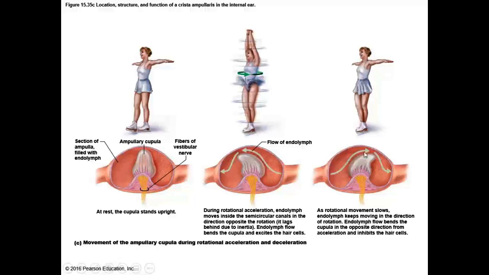Now, they drew the arrow backwards, and I'm not sure why. It says, as rotation movement slows, the lymph keeps moving in the same direction of rotation, which would be this. Endolymph flows, bends the cupula in the opposite direction, which would inhibit it. And that's what we said about stirring backwards. In other words, if you go clockwise and then go counterclockwise, it would do this, but they don't show that. They show a person stopping, which is a little confusing. Does that make sense? So this doesn't really match the picture, is what I'm saying.